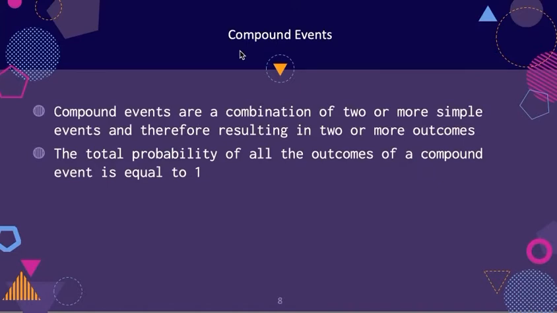Compound events. Compound events are a combination of two or more simple events and therefore result in two or more outcomes. The total probability of all the outcomes of a compound event is equal to 1.